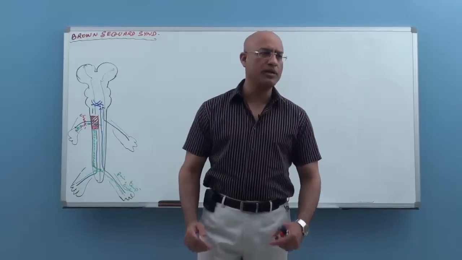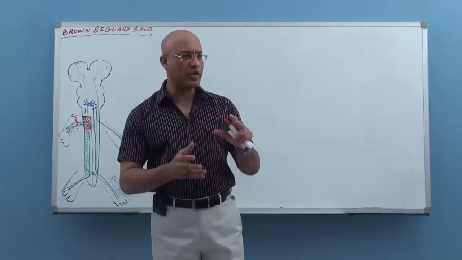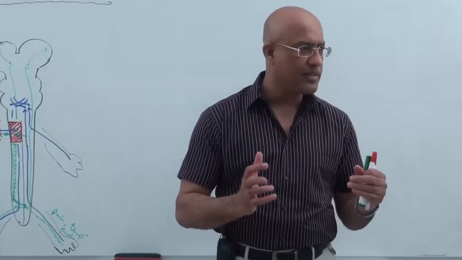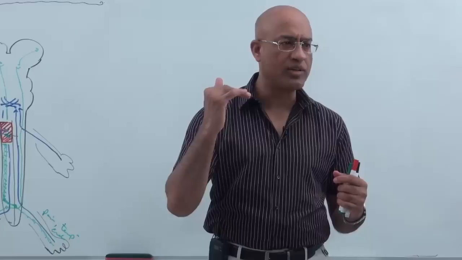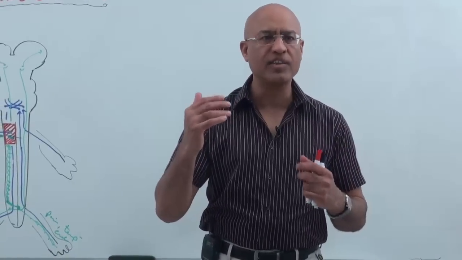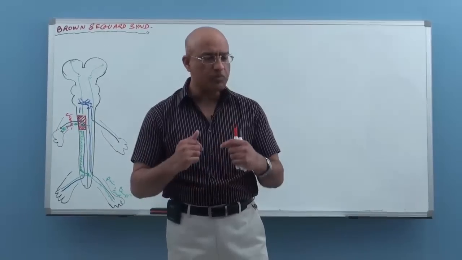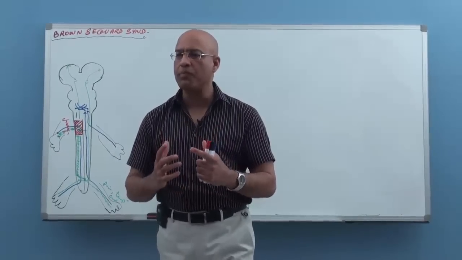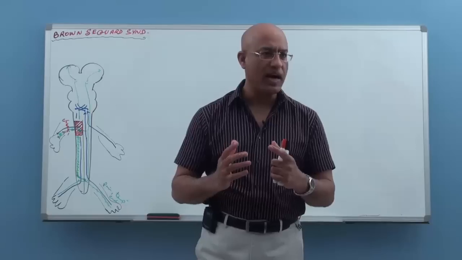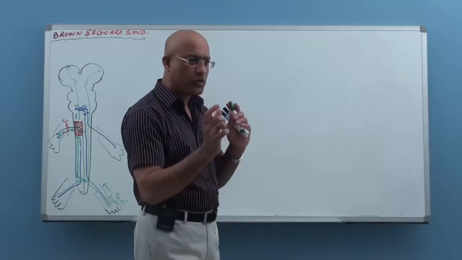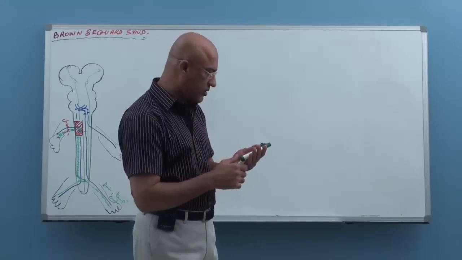Right, so now we are discussing the second part of Brown-Sequard syndrome. In previous part, what we discussed, that when hemisection of spinal cord is done, what will be the pattern of sensory losses in the body. In this part, I will discuss what will be the pattern of motor losses after the hemisection of spinal cord. A very brief introduction to upper and lower motor neurons, right?